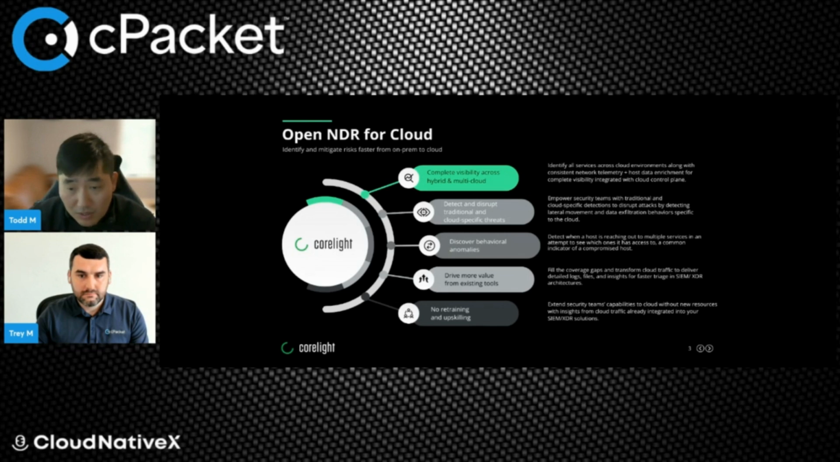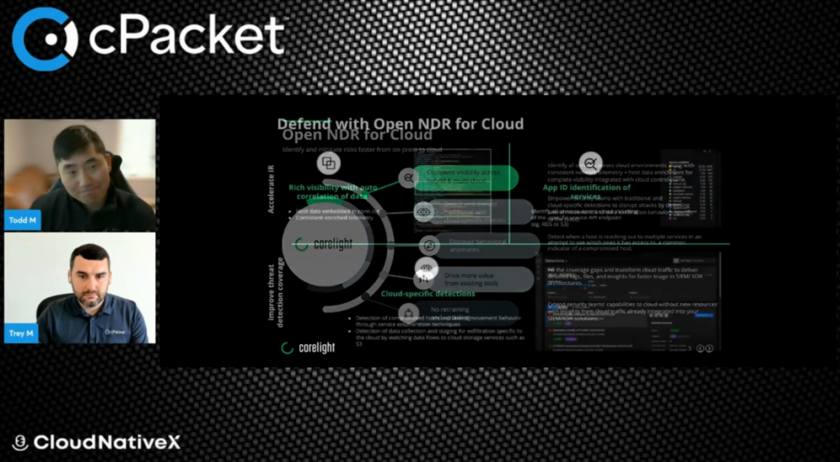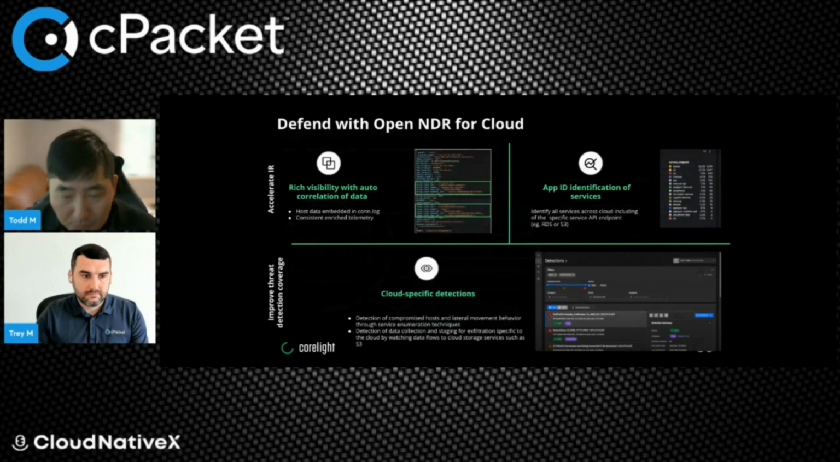We want to make sure that our tool is applicable across all your environments. Again, on-premise, hybrid, multi-cloud. We don't want you to have to relearn, retrain, or upskill any more people than is necessary. And how do we do that? Well, here are 3 examples of how we have adapted our solution to cloud environments. Top left, you see rich visibility with autocorrelation of data.